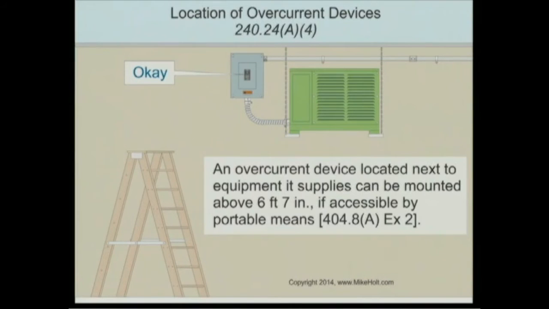Ron, see if you can give me that code rule in 404. Oh, it's right there. I'm sorry. It's 404.8(A) exception 2. It talks about switches. See, 240 is talking about overcurrent protection. It can be located above 6 feet 7 inches if it's next to the equipment that it's supplying and it's accessible by portable means. But 404.8(A) exception 2 is talking about a switch. See, a circuit breaker is an overcurrent device, but a circuit breaker is also listed as a switch. And so therefore, the 404 rules, .8(A), would also come into play.